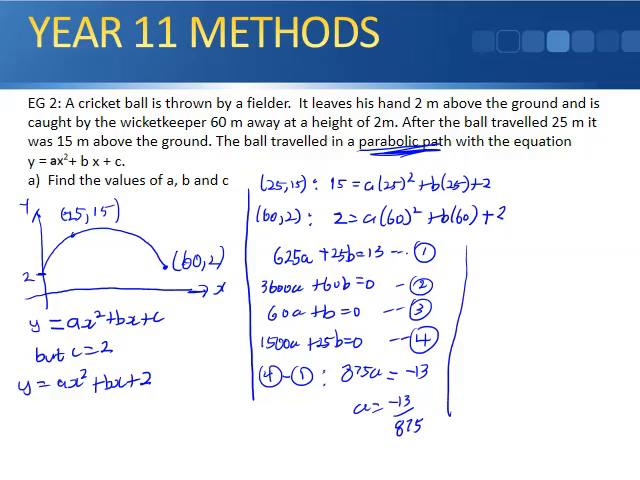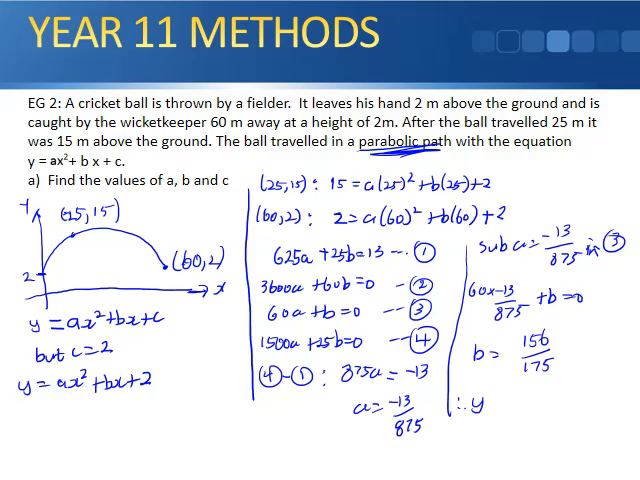And I'm going to substitute that. It doesn't matter which equation. I'm going to do equation number 3. So I get 60 times negative 13 over 875 plus b equals 0. And when I solve for b, I get 156 divided by 175. So therefore, I found my rule. I've got y equals negative 13 over 875 x squared plus 156 over 175 x plus my 2.